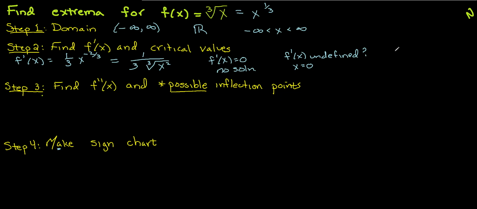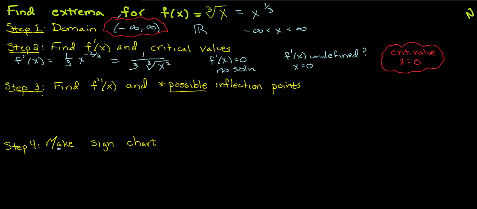I can make a conclusion here and say the critical value occurs when x equals 0. And you could plug in and find the y value. You could say y equals 0 as well. It's going to be right at the origin. Okay, that's very good. So we've got 2 pieces of information so far. We've got our domain, we've got our critical value. We're on to step 3.